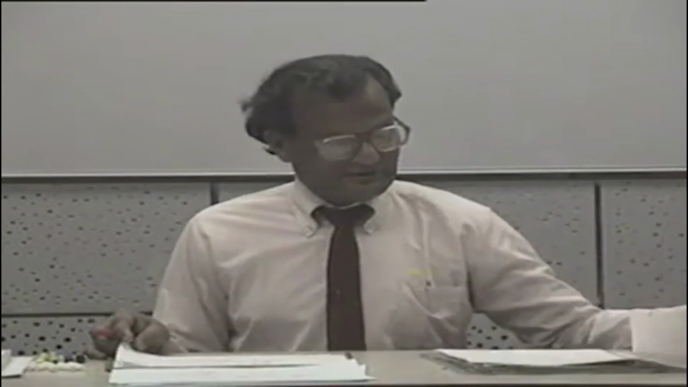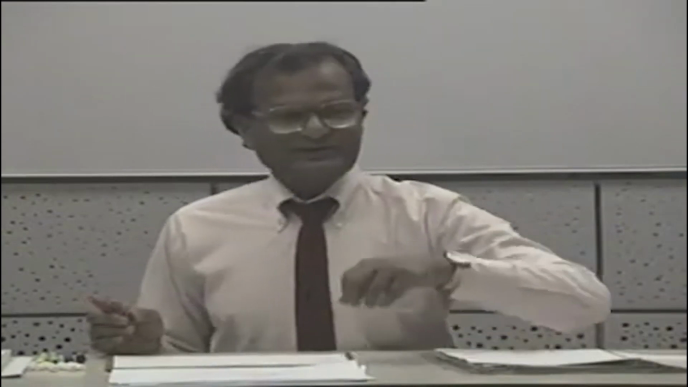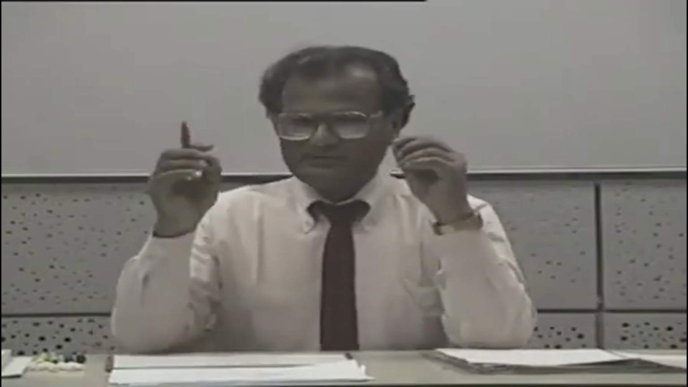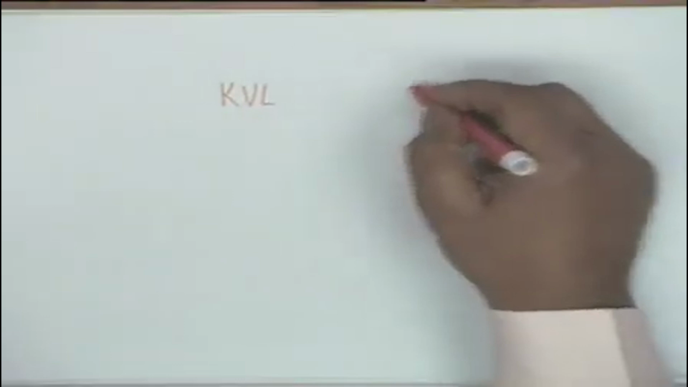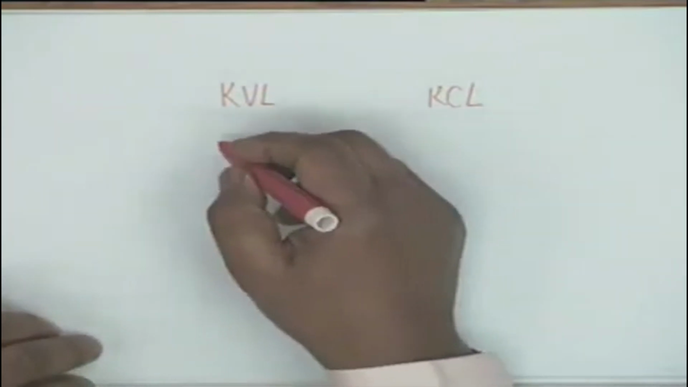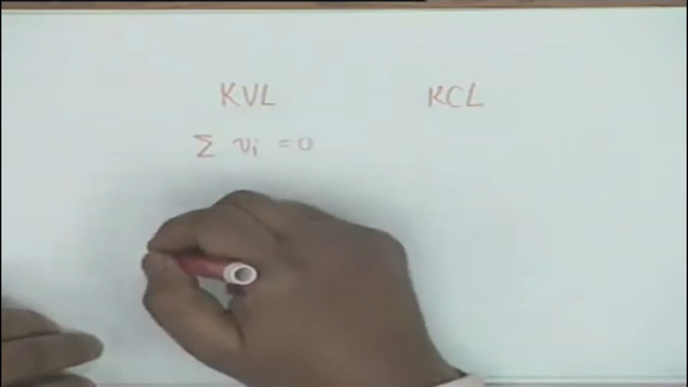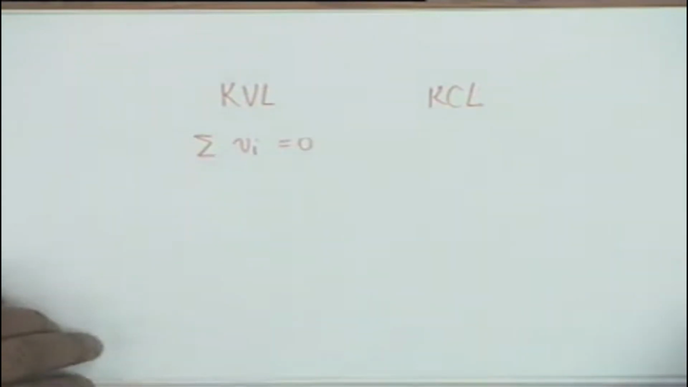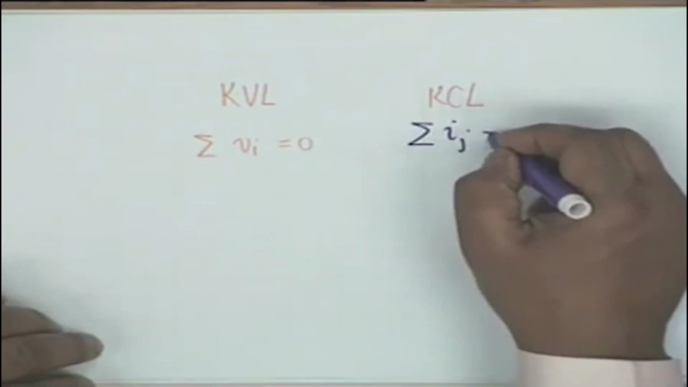I am going to do an example now to illustrate these points. But before the example, how do KVL and KCL translate in terms of phasors? You know that KVL in general is summation Vi equal to 0 around the loop, and KCL is summation Ij equal to 0 at a particular node.